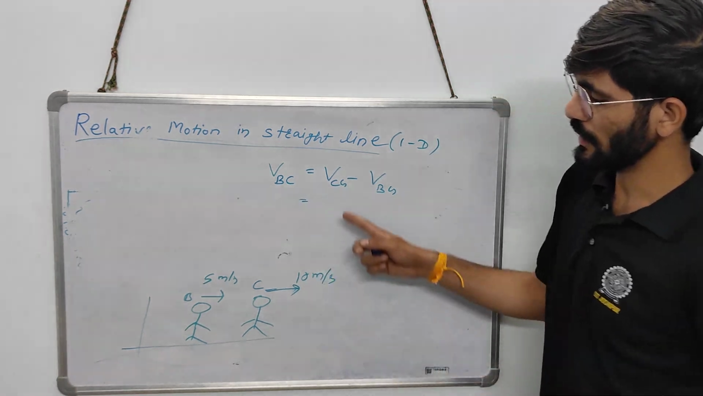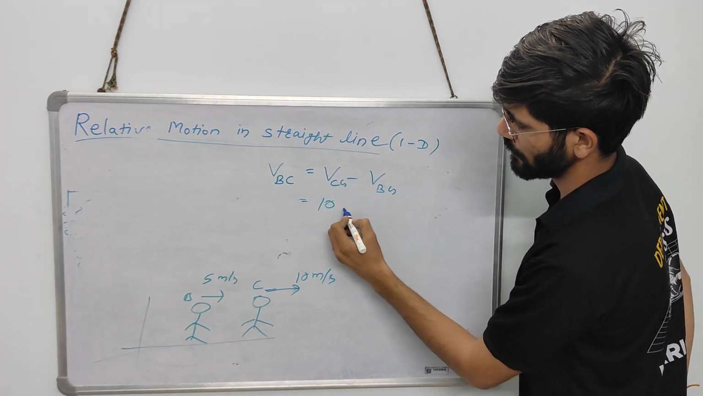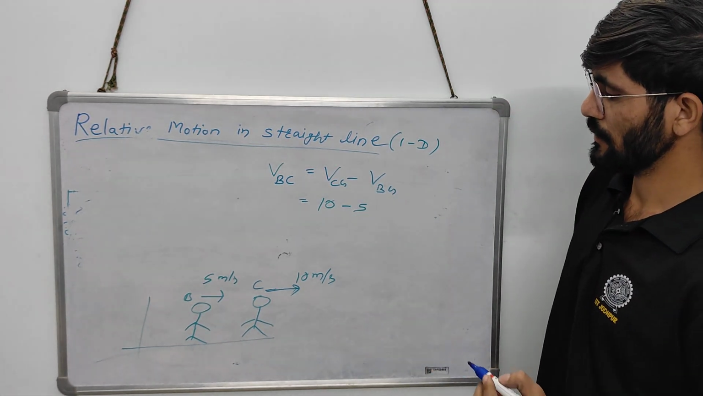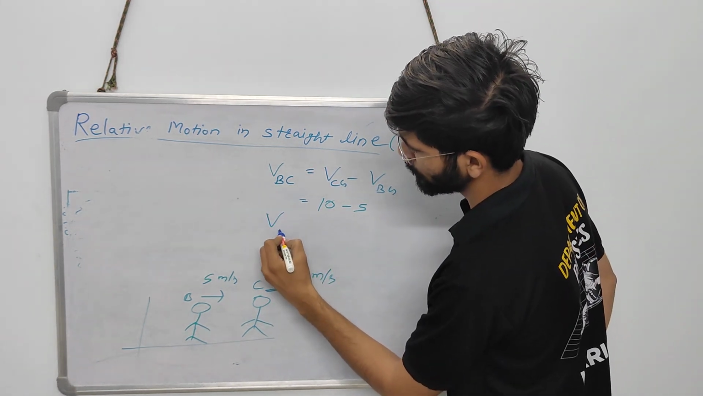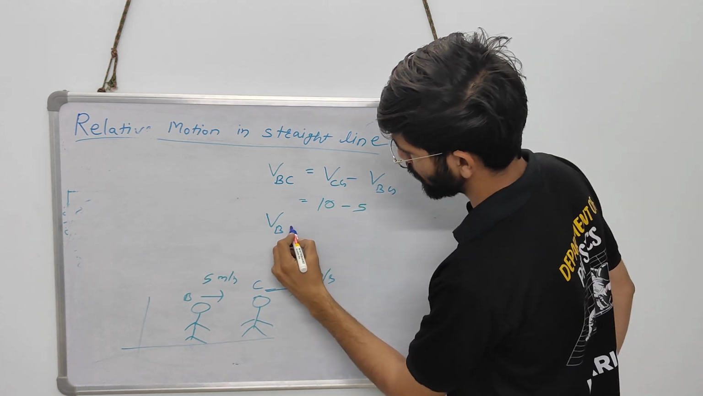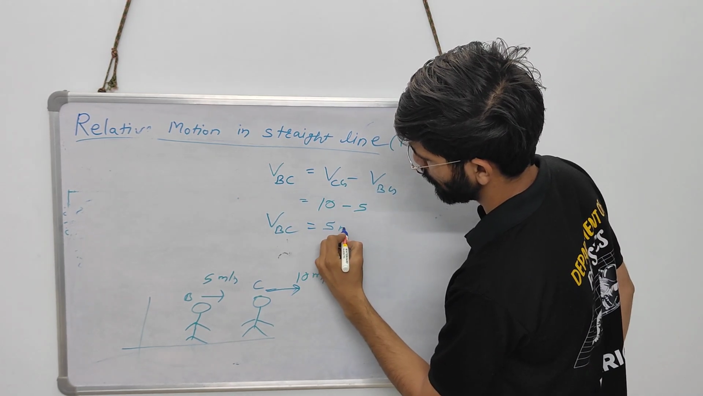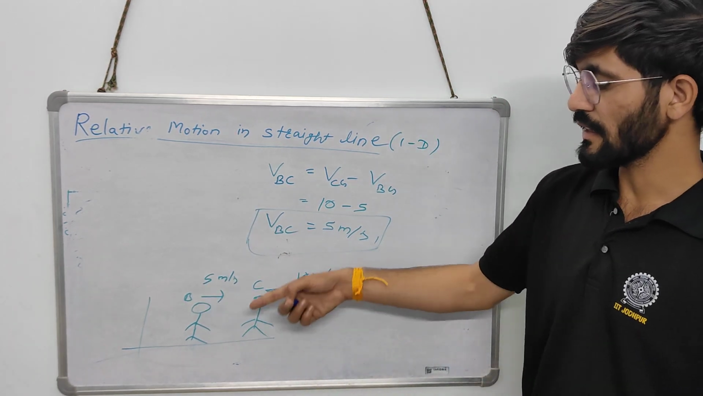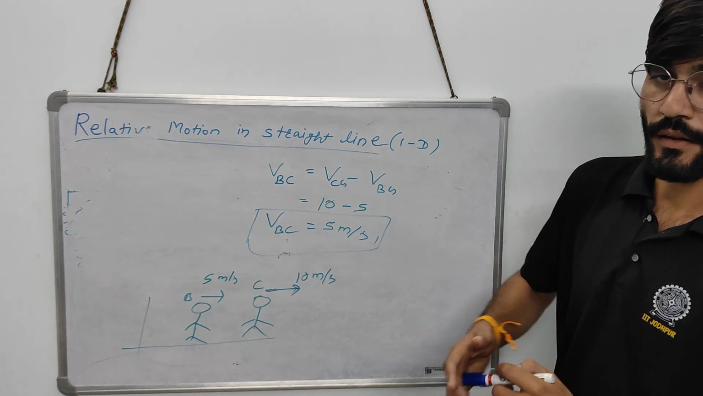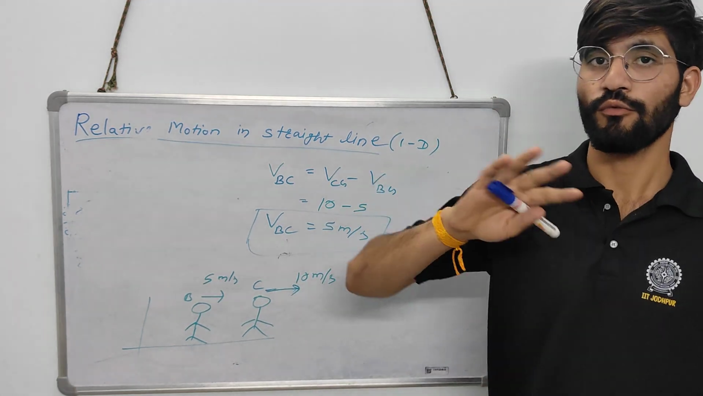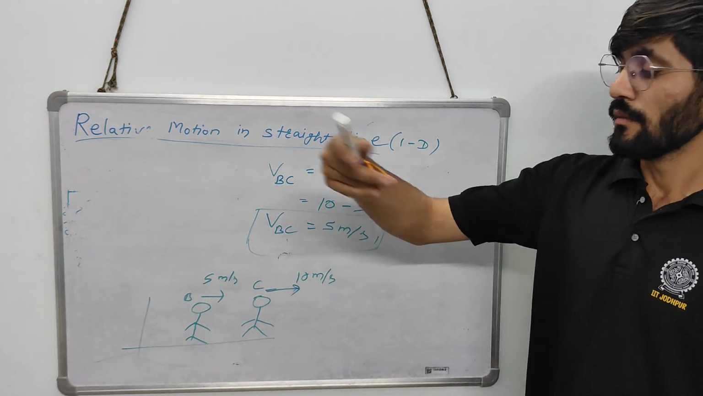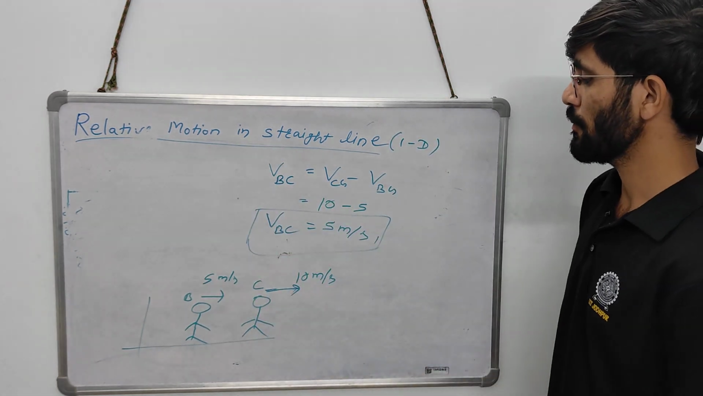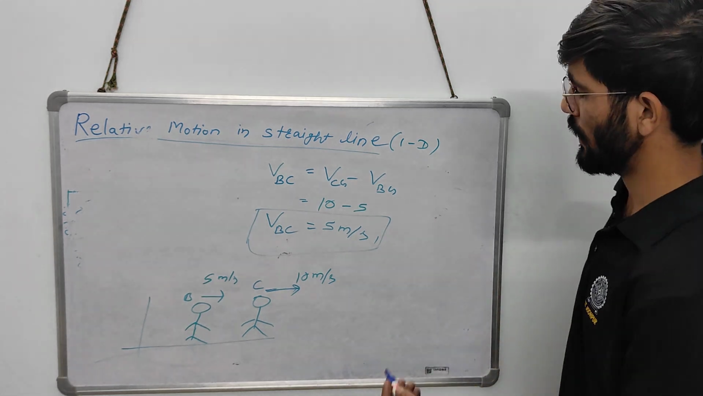So what is the velocity of C with respect to the ground? This is 10 meter per second. And what is the velocity of B? This is 5 meter per second. So the velocity of B with respect to C is nothing but 5 meter per second. It means when B sees C, जब B C को देख रहा होगा तब C is moving with a velocity of 5 meter per second. So this is the type of problem.